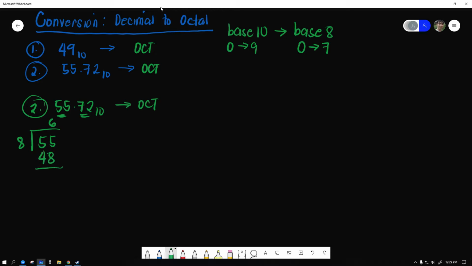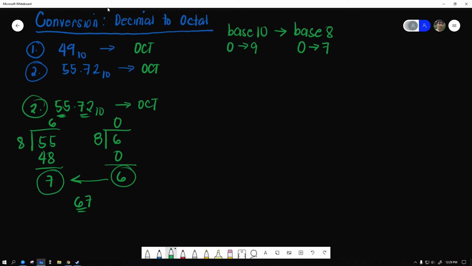What becomes the remainder is 55 minus 48, which is 7. So that is the remainder. And then we have 6 divided by 8, that is 0, with a remainder of 6. Least significant, most significant, read it backwards. So you get 67 for this. That is not yet the answer because we have the fraction part.